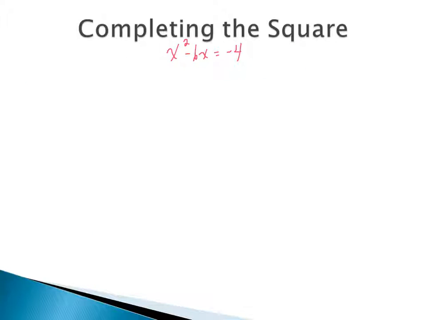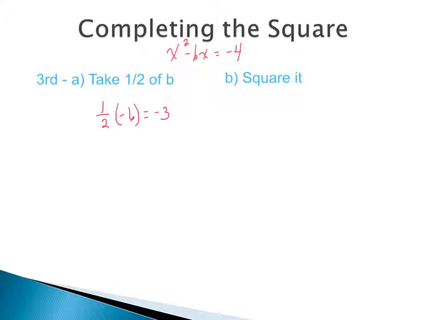Our next step is a two-part step. What we'd like to do now is take half of b. Remember, b is our coefficient of x. So I'm going to do half of negative 6, keep the sign, which is negative 3. The second part to this step is that we want to square that answer. So we're taking half of that middle term coefficient and then squaring it. The negative 3 squared gives us a positive 9. So first we move our constant over, then we take half of that middle term coefficient and square it.